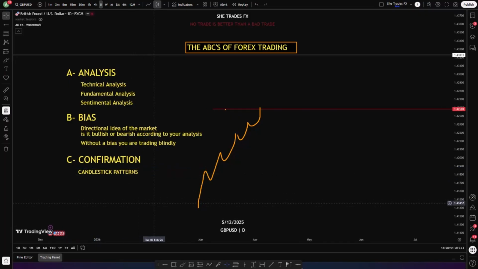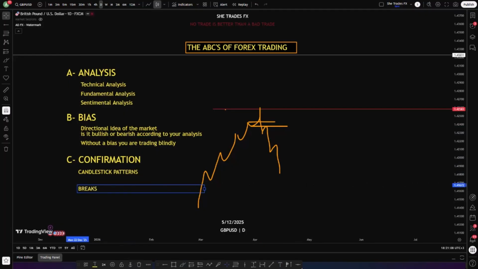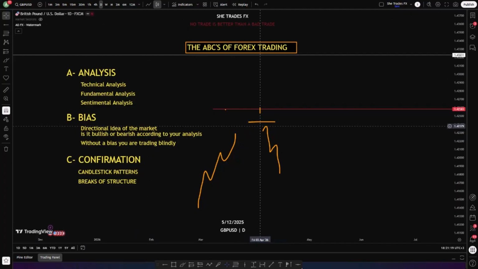All right. We also have breaks of structure. When price breaks its previous swing high, okay, it indicates a shift in the trend. Okay, so breaks of structure. Just allow me to remove this.